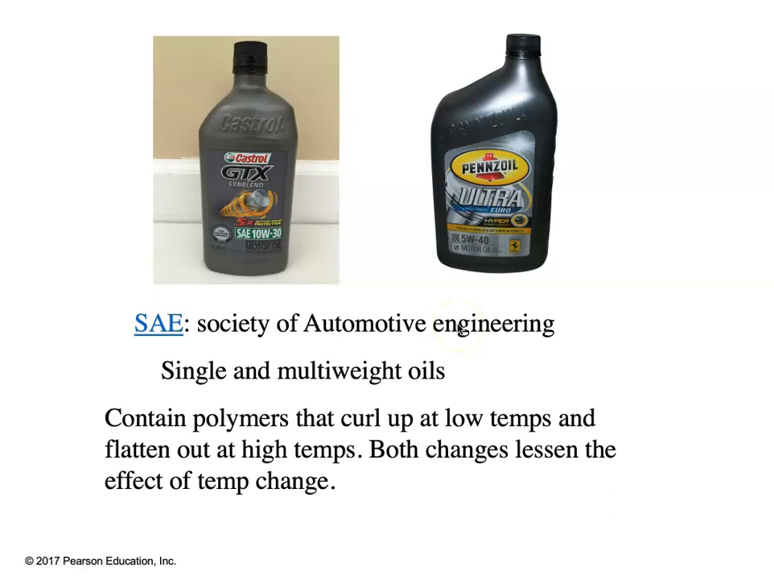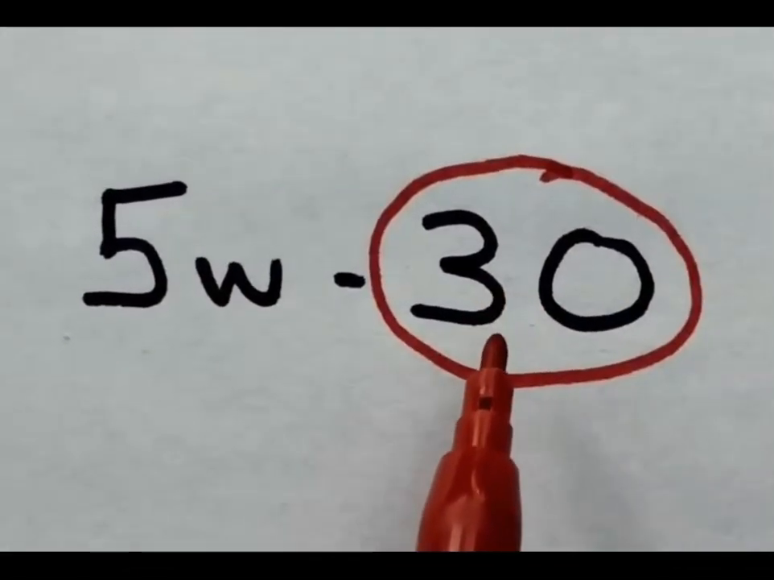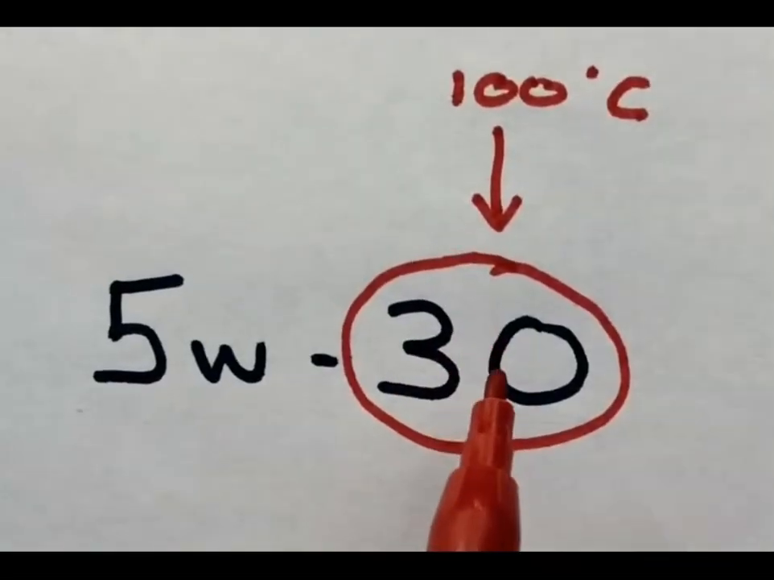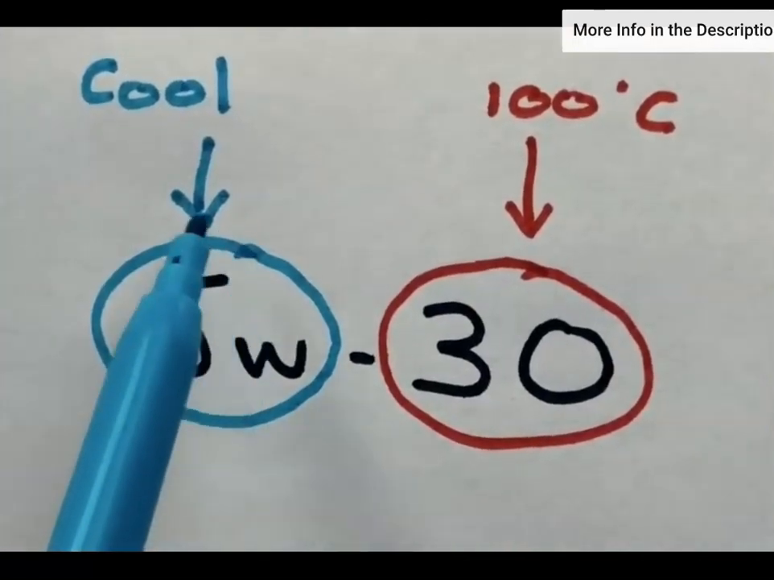So these oils contain polymers that curl up at low temperatures and flatten out at high temperatures. So what would polymer curling up at low temperatures do? Well, at low temperatures, we know that the viscosity is going to be higher anyway. And so these molecules, when they curl up, then they actually wind up increasing the viscosity a bit. So that offsets the fact that it's at a low temperature. And then when that oil gets heated up, we've got two sets of numbers, the 5W and the 30. It might be easy to start with 30. This number relates to how the oil performs at 100 degrees centigrade. And the other number relates to how the oil performs when the oil's cool.